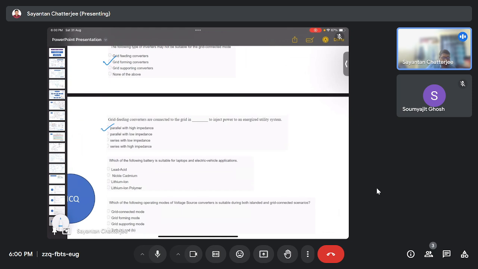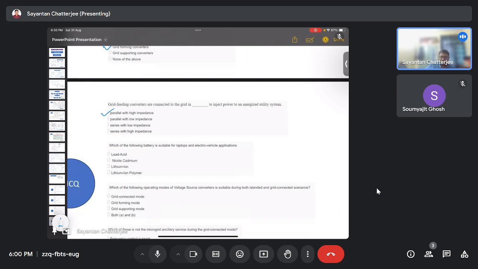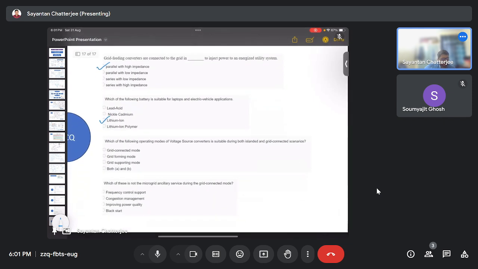Which of the following batteries is suitable for laptops and electric vehicle applications? We can see in our daily life which batteries are suitable. Lithium ion batteries. Which of the following modes of voltage source converters is suitable for both islanded and grid connected scenarios? Both islanded and grid connected should be taken care of. It is being done by grid supporting mode.